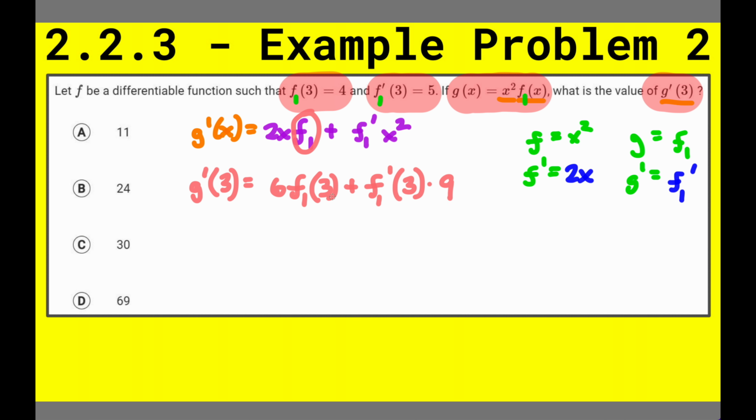Okay, what's great about this problem is this value and this value are given right here. So now I'm just going to put those values in. So it's going to be 6 times 4 plus 5 times 9.